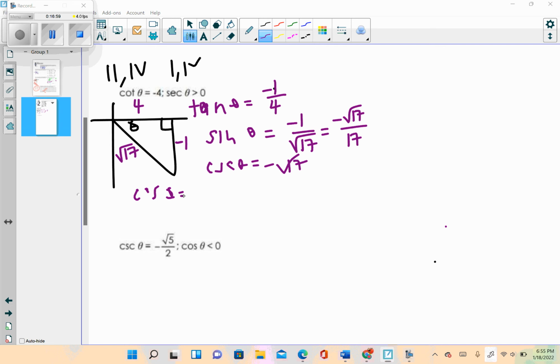Cosine. Cosine is adjacent over hypotenuse. So that's 4 over the square root of 17. So rationalize it. So that's 4 square root of 17 over 17. So then your secant, you flip it, square root of 17 over 4.